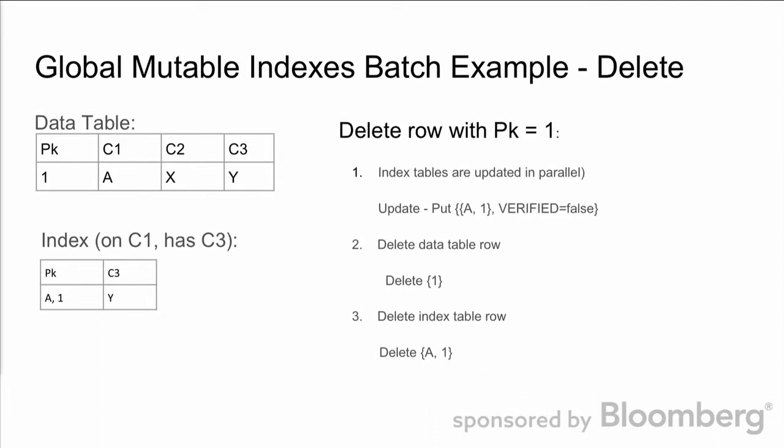And this is again an example of a delete batch, with the same table, same index. Now we are deleting the row with primary key value 1. And first step, we update A, 1 verified to false. We delete the data table row in the second step, and we delete the index table row on the third step.